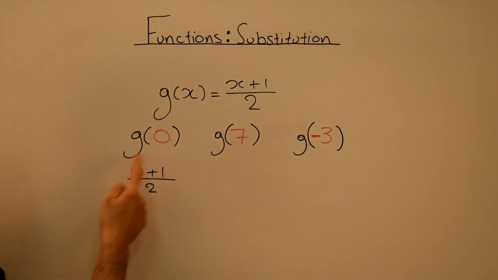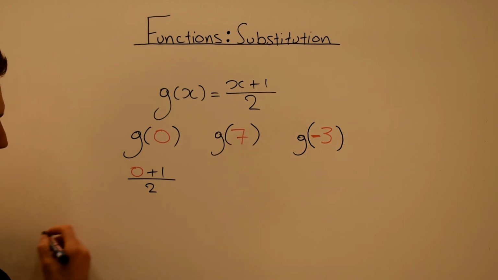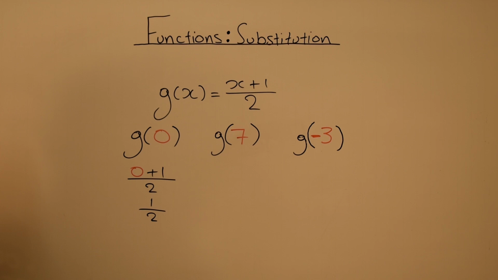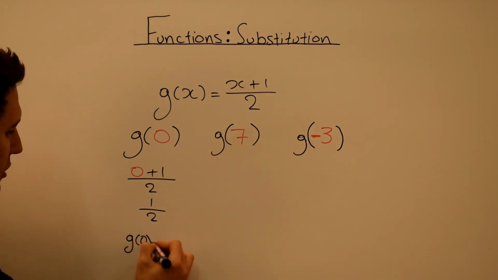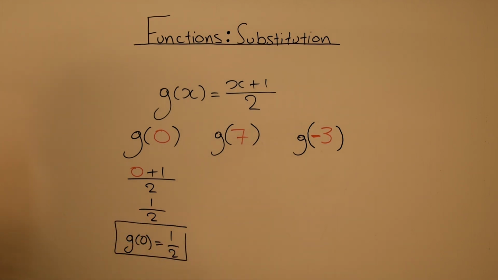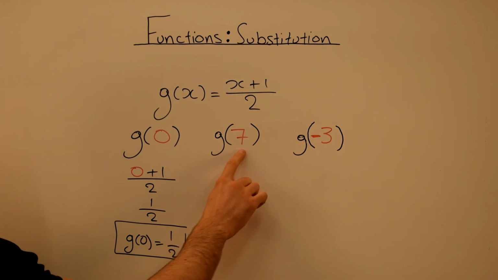Now let's simplify this expression. 0 plus 1 is simply 1. Therefore this expression becomes 1 over 2. Our final answer here is that g of 0 is actually equal to 1 over 2, or 1/2. If you would rather give your answer in decimal form, you could say that g of 0 is equal to 0.5. Now let's have a look at the second question, g of 7.